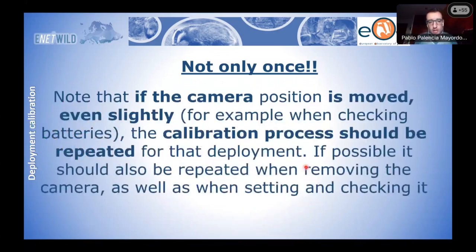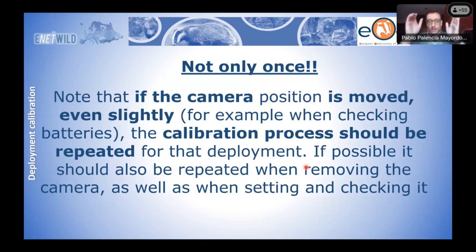And not only once. We also recommend that we go to the field, we choose the placement, we place the camera, we do the calibration, and we come back, let's say 1 month later, to check the memory cards and the battery. So when we come back 1 or 2 months later, we also recommend repeating the process before checking the cards or the batteries. Okay, so we do a calibration at the beginning of the sampling period, and we also do another calibration at the end of the sampling period.